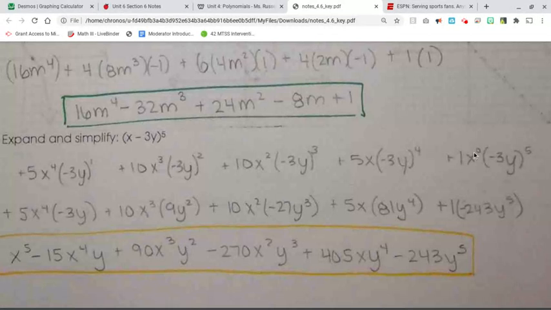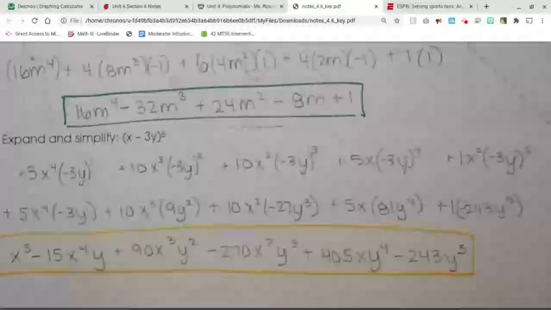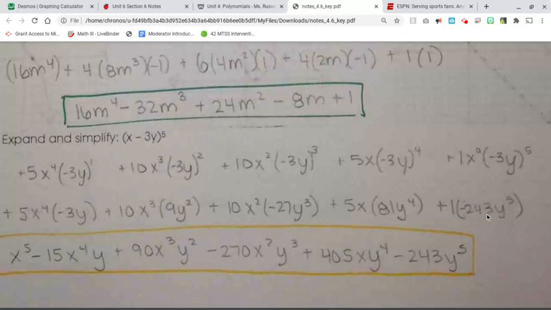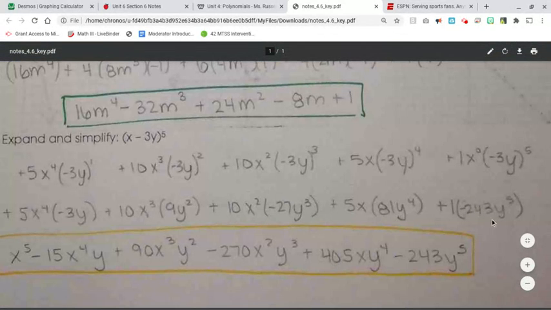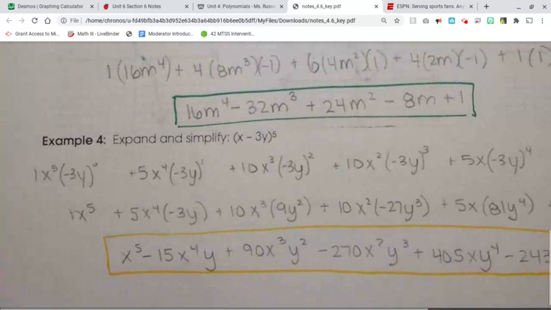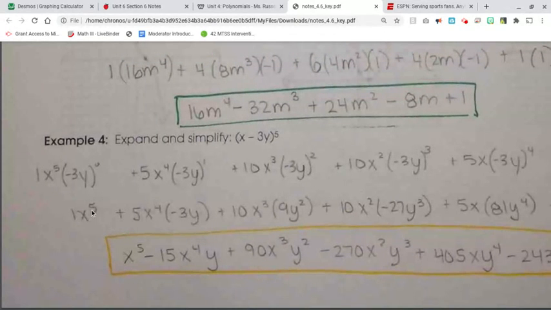And then remember, anything to the 0 cancels out. So we have negative 3y to the fifth power. That would be negative 3 times negative 3 times negative 3 times negative 3 times negative 3. It's negative 243 and y to the fifth. So that's going to be our last term, negative 243 y to the fifth. And remember, our first term is just 1x to the fifth, which is just x to the fifth.